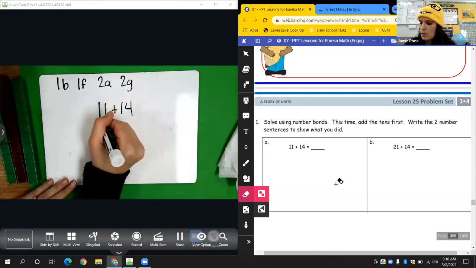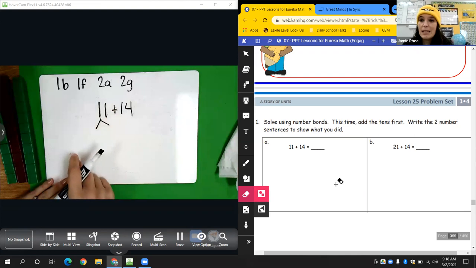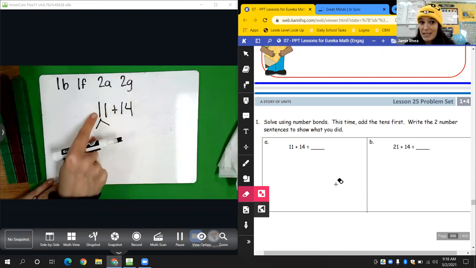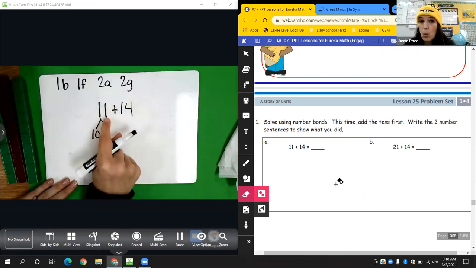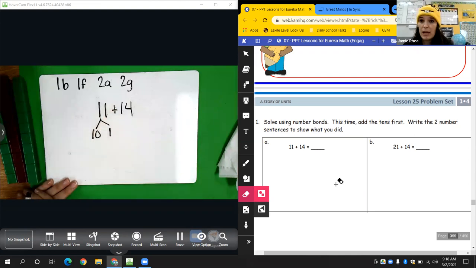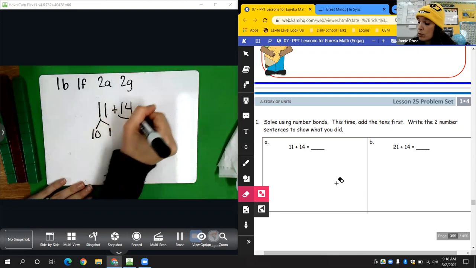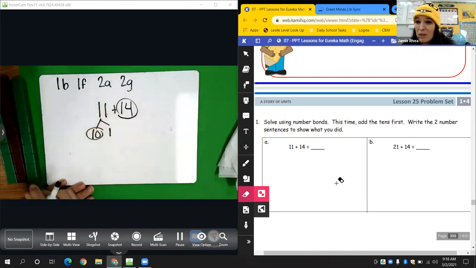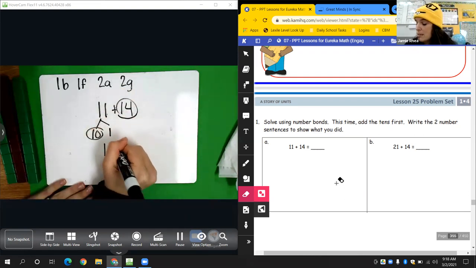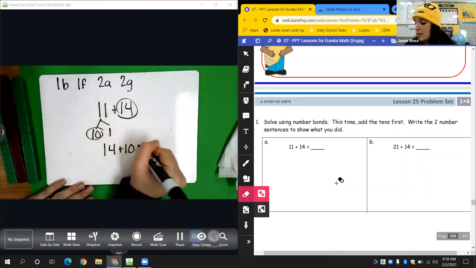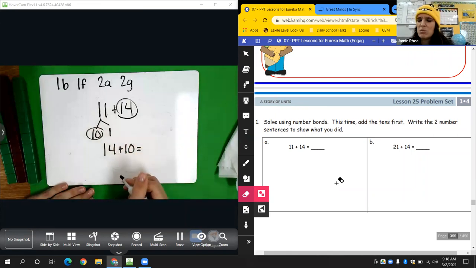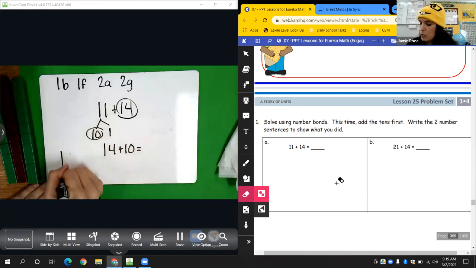It's easier. So I'm going to break apart 11 into 10 and 1, because there's 1 10 and 1 one. Okay. Break it into tens and ones. Don't make it difficult. Tens and ones. Okay. Now this tells me I'm going to add my tens first. On B, you're going to add your tens first. So I'm going to circle 14 and 10 because that's what I'm doing first. 14 plus 10 equals, I don't know, draw it out. Here's 14.